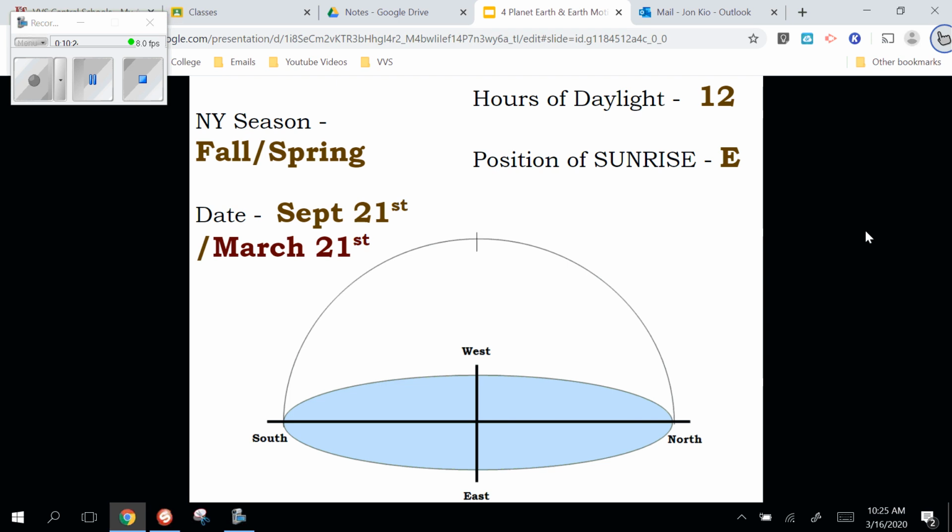Here, this is where the sun rises due east, and it sets due west 12 hours later, and it rises about halfway up in altitude at noon. So it's going to look something like this. Key thing to look for is that sunrise and sunset due east and due west. It's 12 hours in our hemisphere and 12 hours in the southern hemisphere.